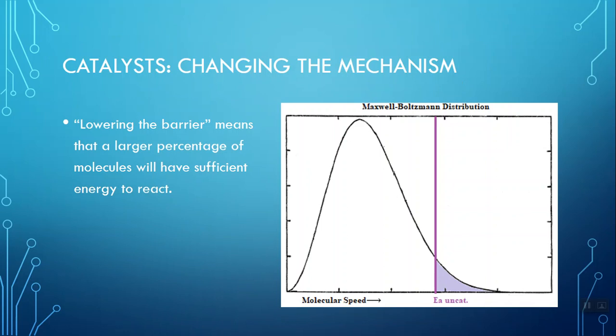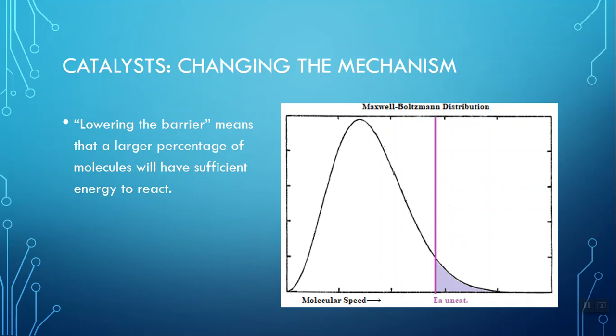So if we think about this in terms of particle energies and a Maxwell-Boltzmann distribution, when we change the mechanism, we're lowering the barrier for reaction. We are not changing the energy of our molecules. We are changing the amount of energy required. So in the distribution shown to the right, I have the uncatalyzed activation energy labeled, and the shaded purple region shows without a catalyst. This is the fraction of molecules that is able to react, and it's pretty small.